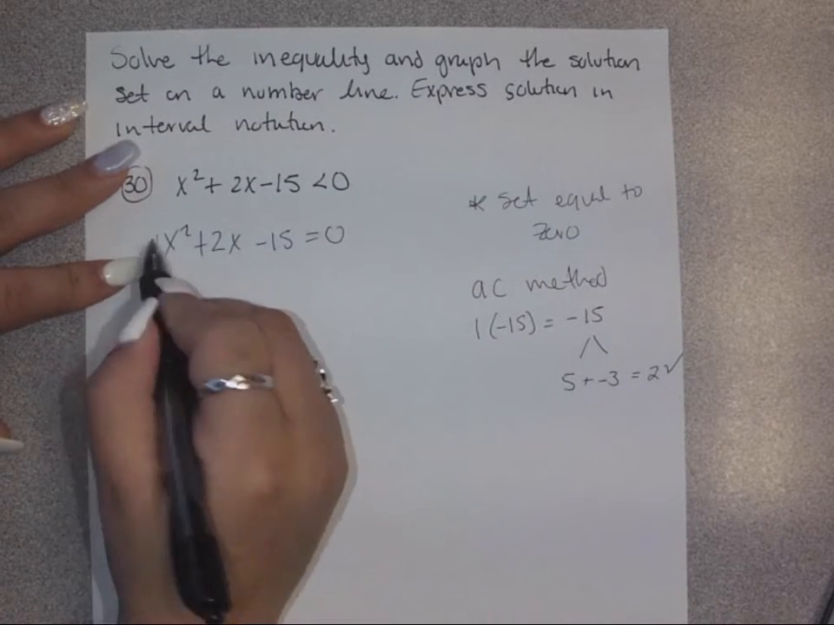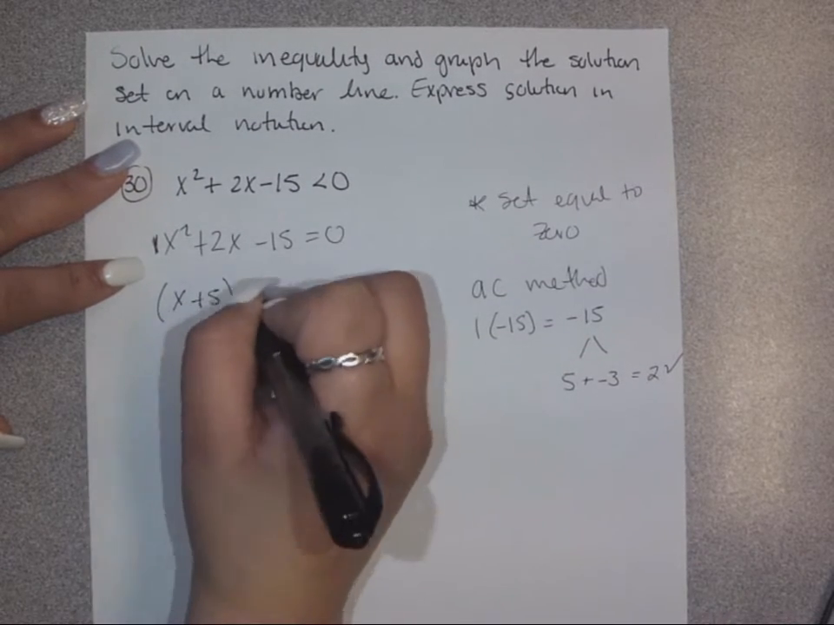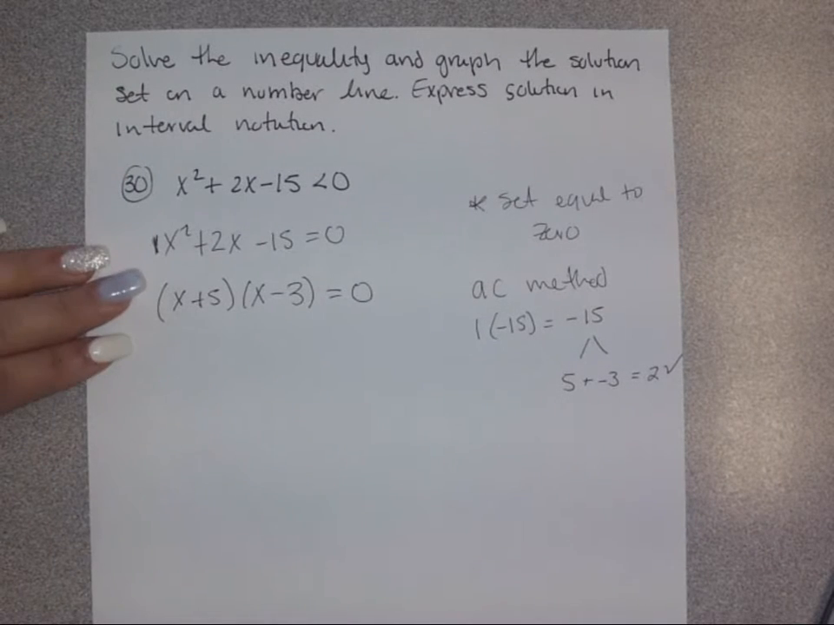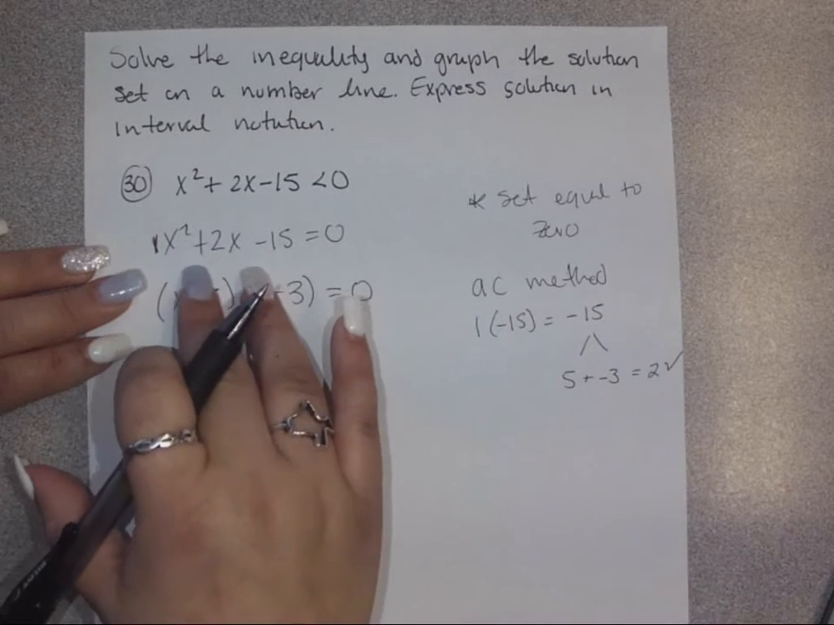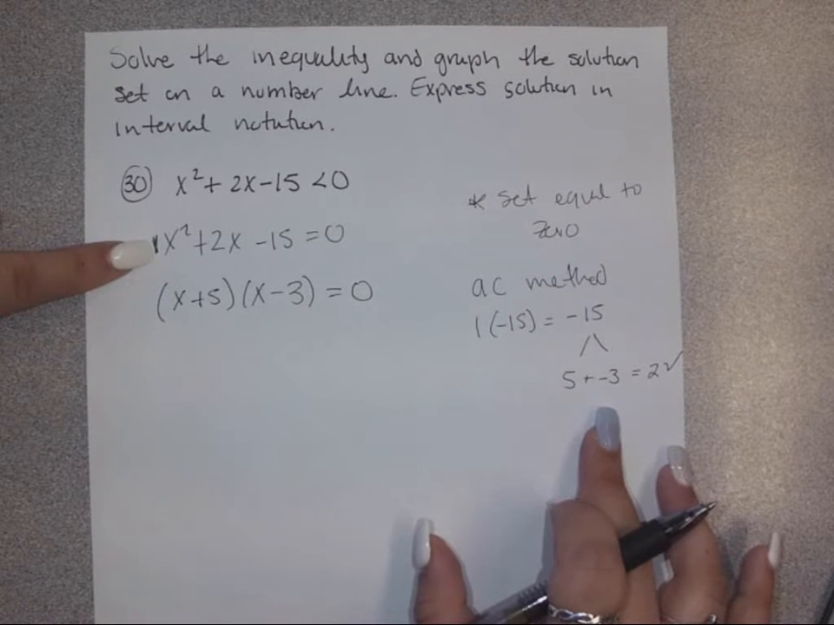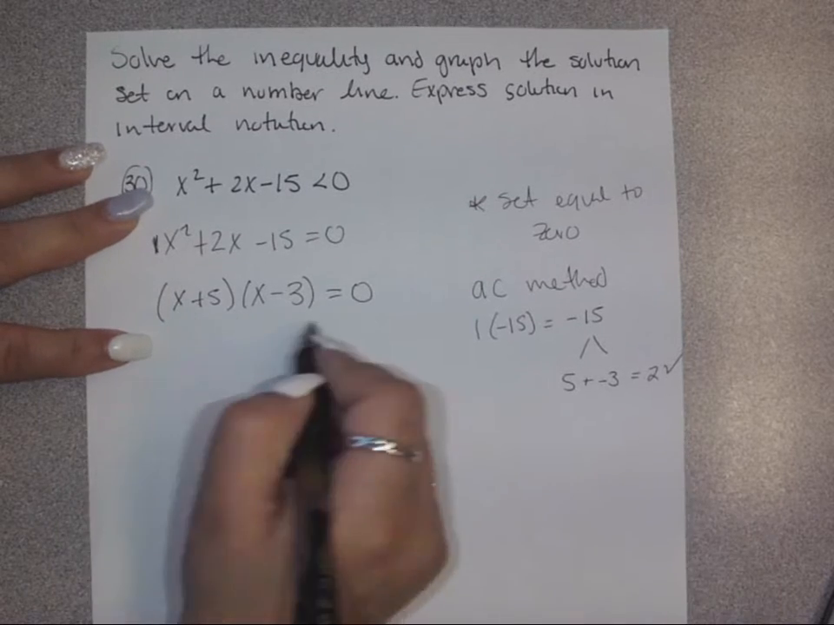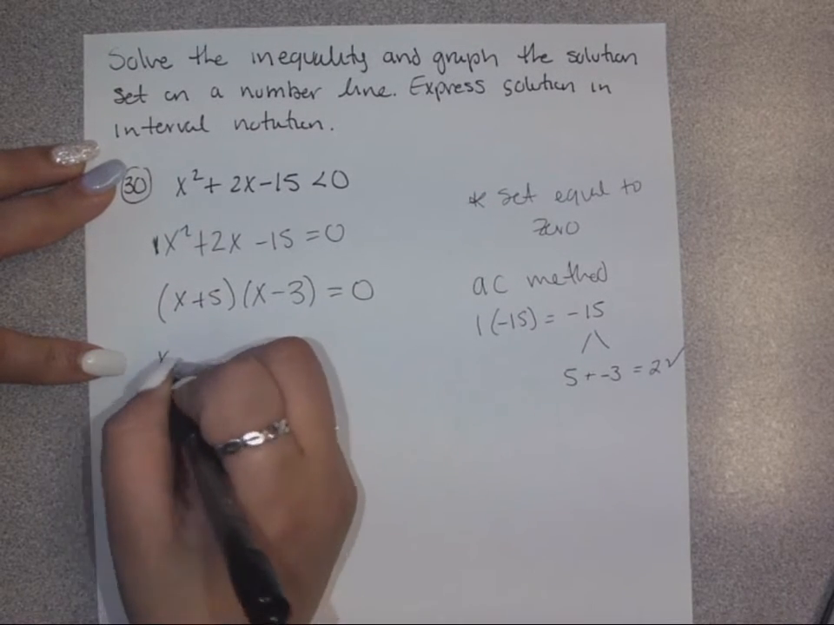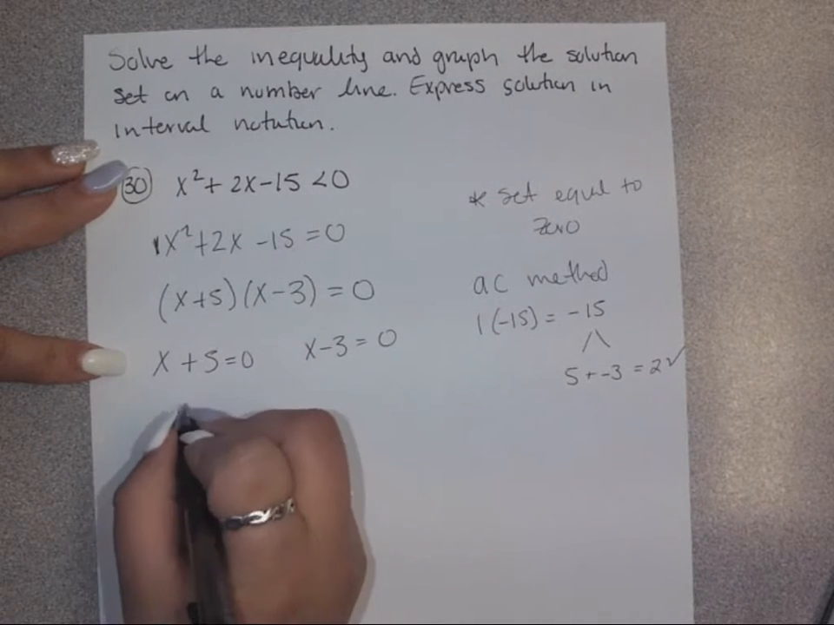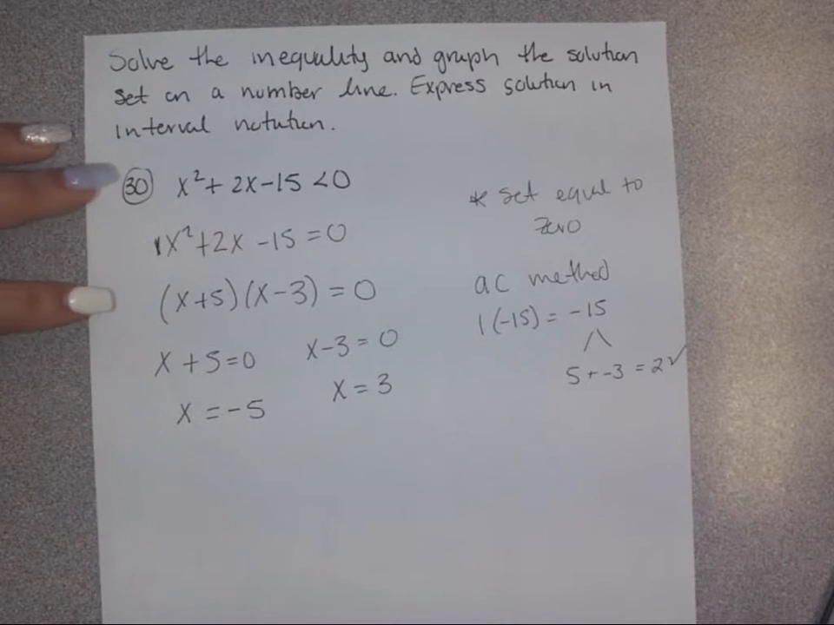Because my A is 1, I can take the shortcut that this is going to factor into x plus 5 and x minus 3. If you're not comfortable taking the step, make sure you do all the steps of the AC method: write down your middle term with 5 and negative 3 and then apply grouping. But because A is 1, we can take a shortcut. Now it's already factored for us. To solve, we take each of our factors and set it equal to 0, so we get x equals negative 5 and x equals positive 3.